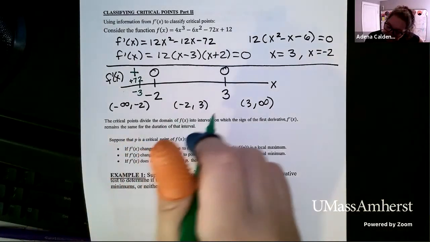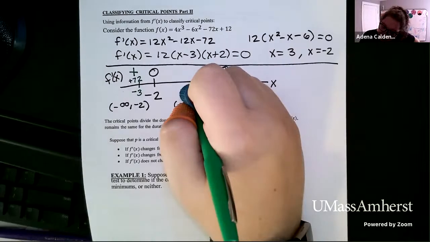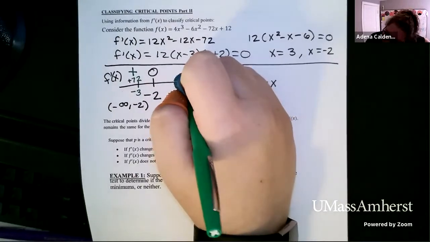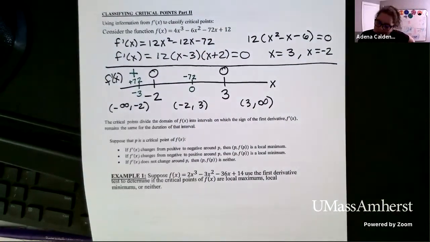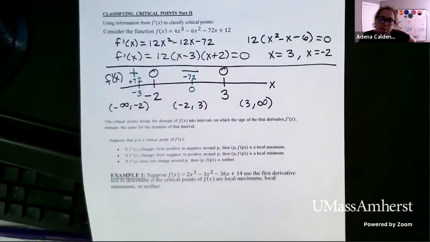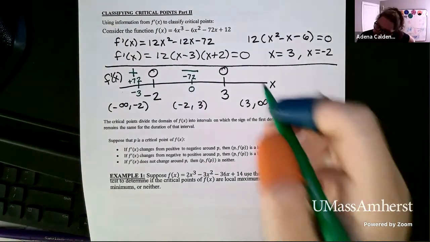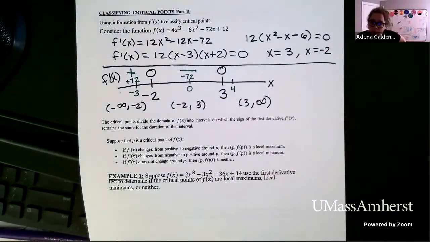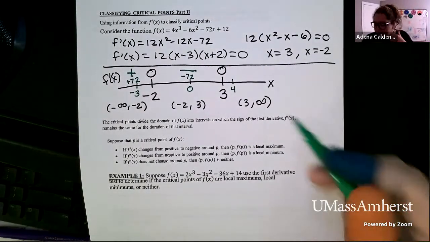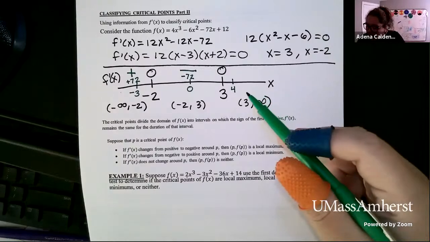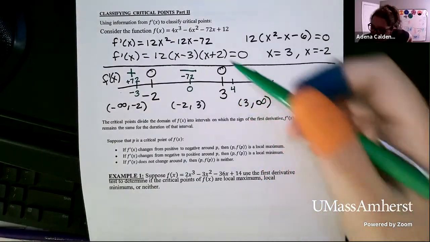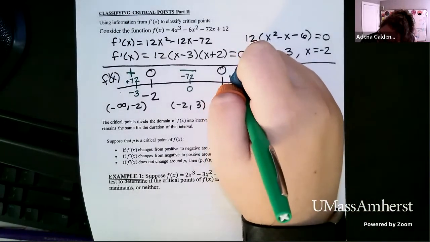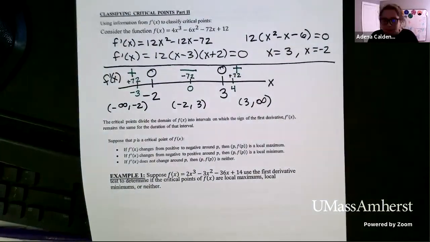I need to do a test point on the interval -2 to 3. So I'm going to pick 0. 0 is an easy thing to plug into my derivative. My test value gives me -72. I'm really interested in whether it's positive or negative, so I'm going to highlight the negative. And then I need to do a test point over on this interval from 3 to infinity. So I'm going to pick the number 4. Again, you could pick 5, 6, 7, any number between 3 and infinity. So if I plug in a 4, I plug it back into the derivative to figure out the sign. I again get +72. So for this interval, I am positive.